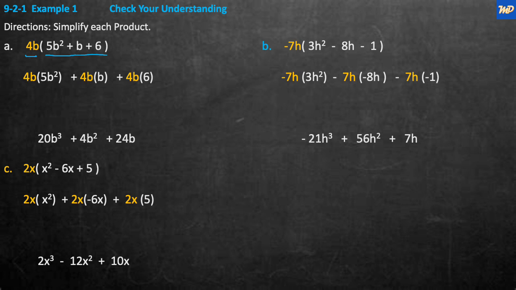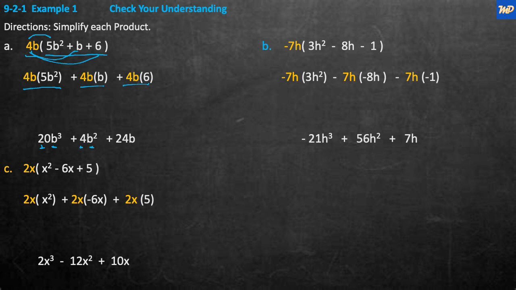So what do we have? We have 4b times 5b squared, then 4b times b, and finally 4b times 6. Carry out the multiplication. What do we get? 4 times 5 is 20. b times b squared is b cubed. 4 times 1 is 4. b times b is b squared.